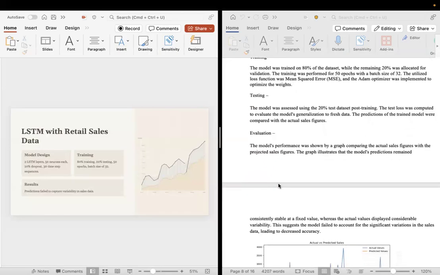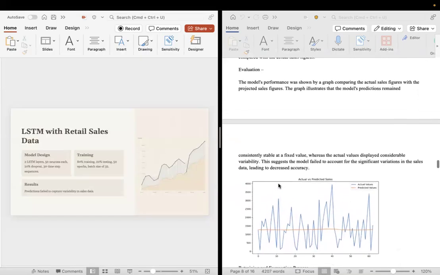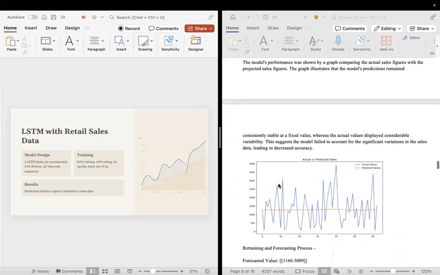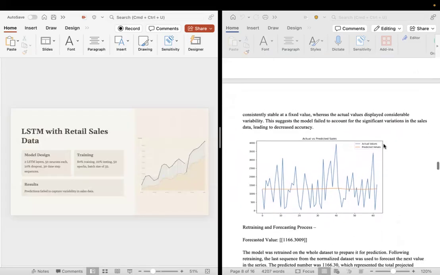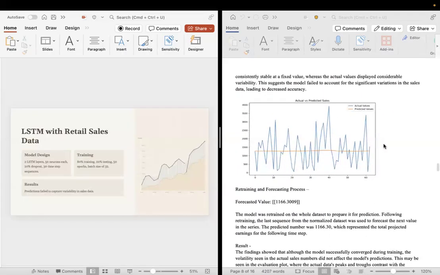Evaluation. The model's performance was shown by a graph comparing the actual sales figures with the projected sales figures. The graph illustrates the model prediction remained consistently stable at fixed values, whereas the actual values displayed considerable variability. This suggests the model failed to account for the significant variations in the sales data, leading to decreased accuracy.